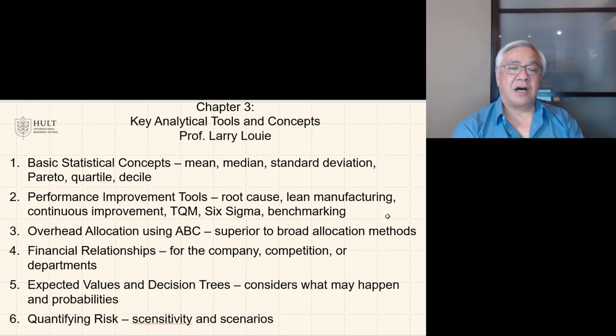Summarizing this chapter then, we saw some basic statistical concepts, mostly review, I'm sure, for you. Mean, median, standard deviations, Pareto, quartile, decile. If I rattle those words off and you say, ding, ding, ding, I've got it, we've done well. Second is, we looked at a whole suite of different performance tools that are used by corporations to better their operations for quality and for cost performance. Root cause analysis, the Ishikawa, lean manufacturing techniques like Japanese manufacturing techniques, continuous improvement like Kaizen, total quality management, Six Sigma, which is a certification for that.